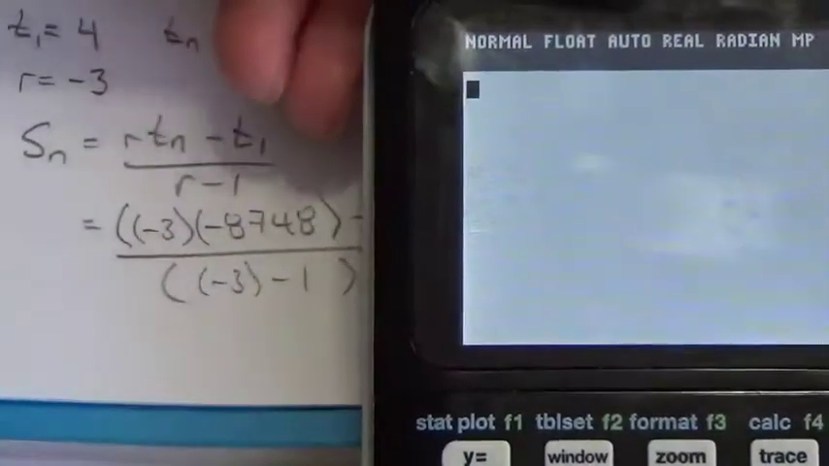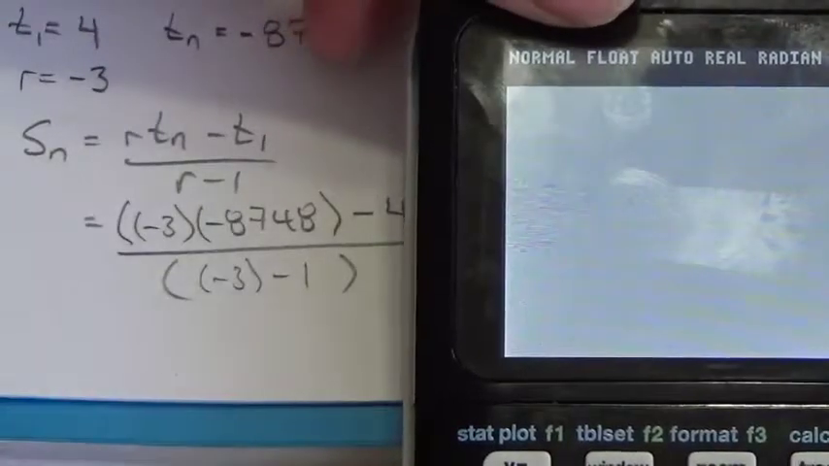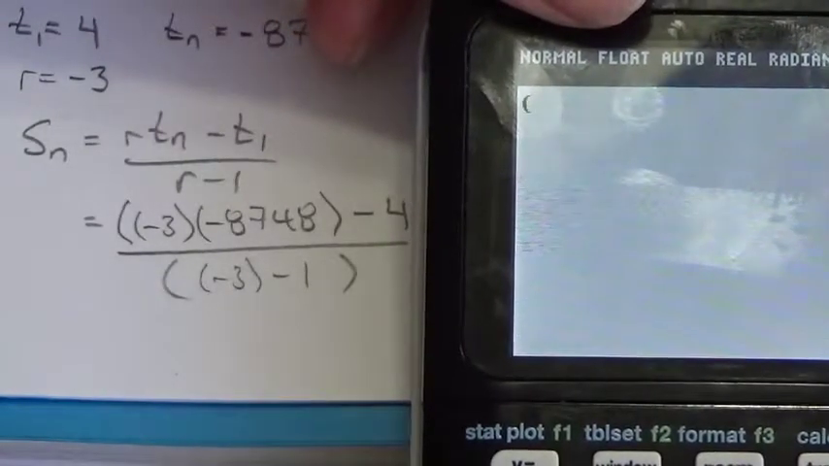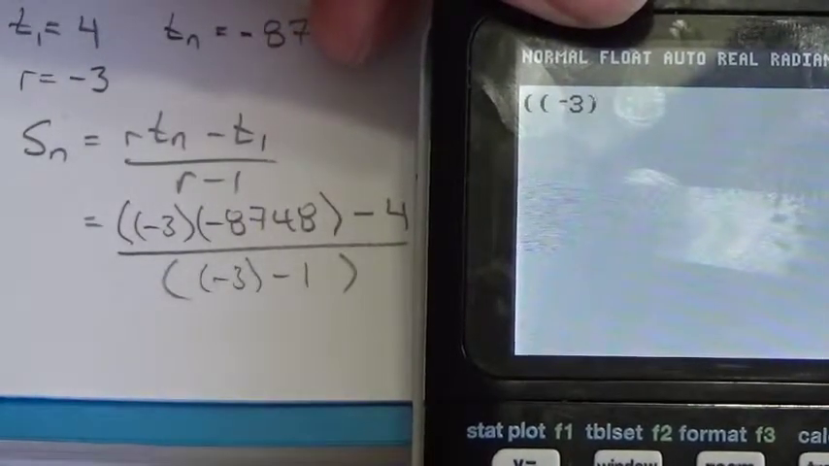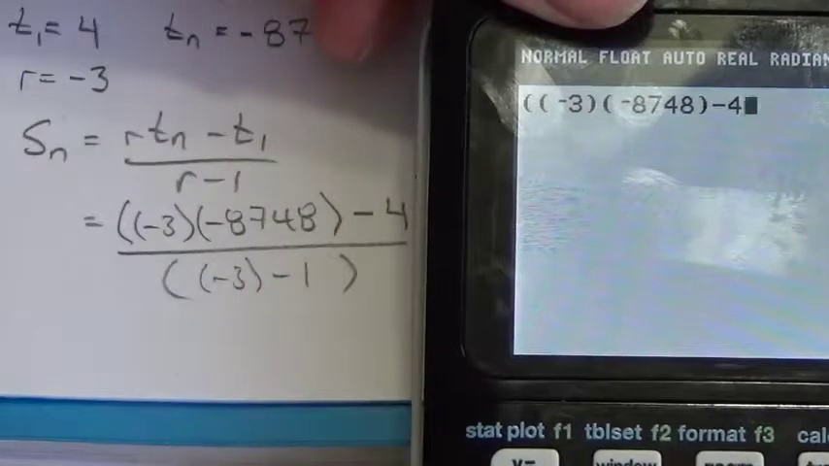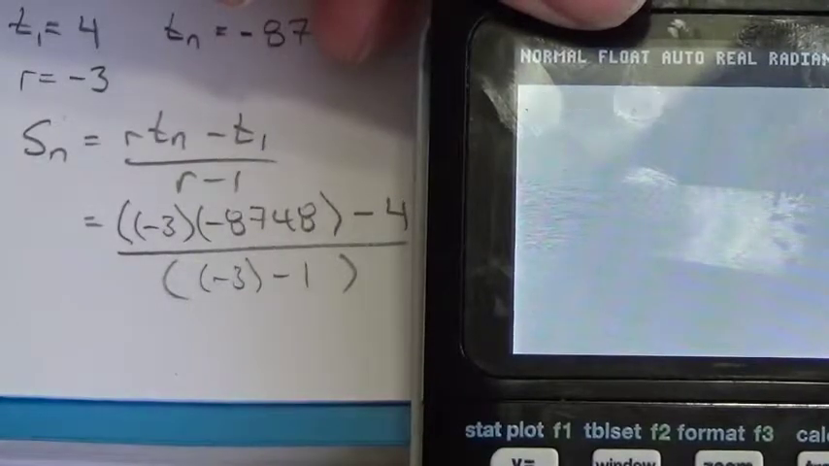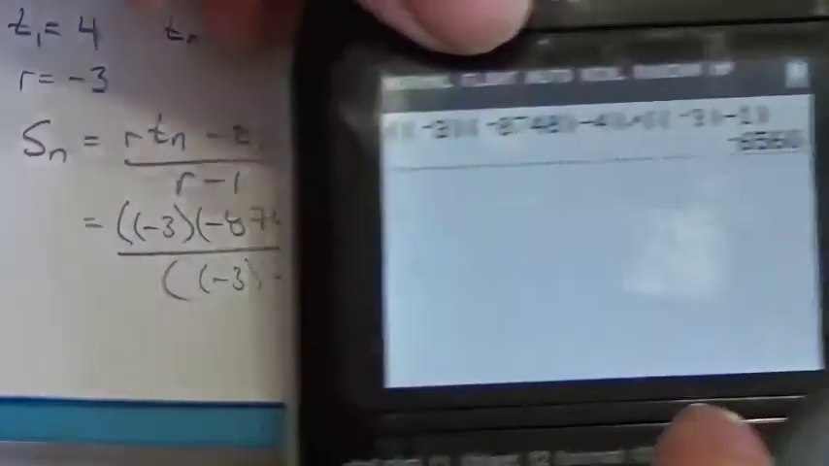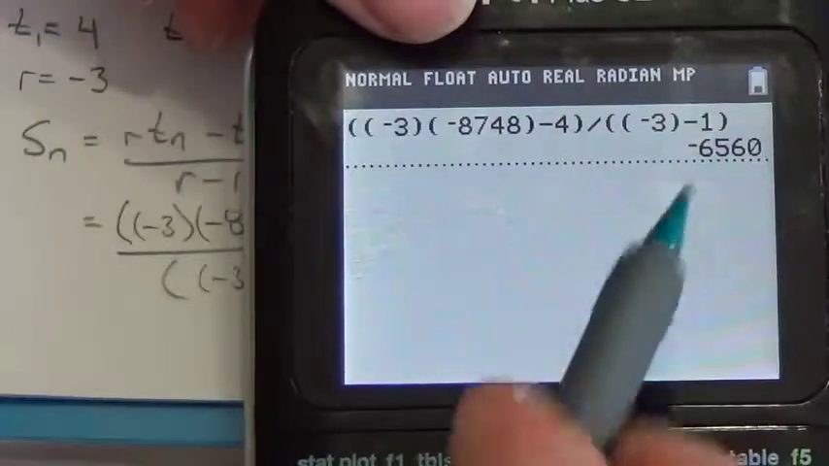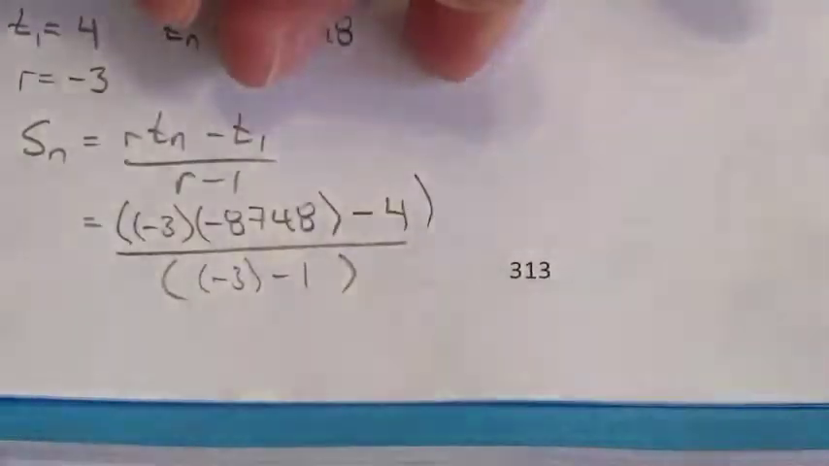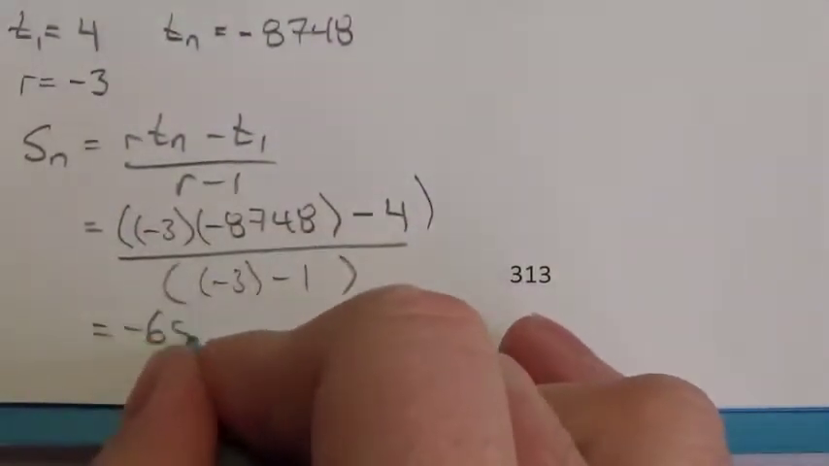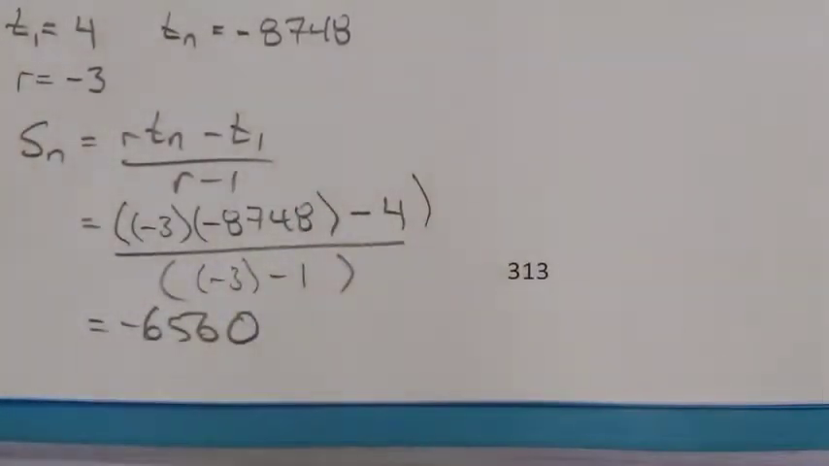Whoops, getting a bit of a glare there. So that will be, in parentheses here, the numerator, negative 3, negative 8,748, okay, minus 4, close the parentheses, divided by, open the parentheses, negative 3 minus 1. Whoops, and now you can't see that. I'm sorry, we're getting negative 6,560. Negative 6,560.